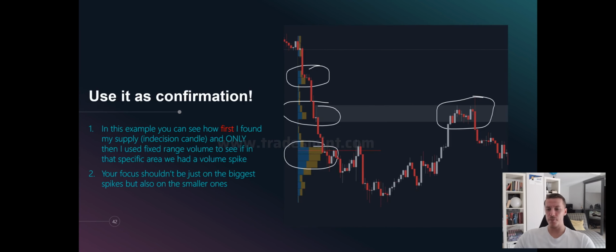Use it as confirmation. In this example, you can see how first I found my supply with an indecision candle right here. It's already circled. And only then I use the tool to drag it for this single phase of the market, right? Your focus shouldn't be just on the biggest spike, but on other spikes as well, like I talked about on the charts. Right here, I circled them as well. We have the bigger spikes as well, not the biggest one. And as you can see in this example, the one that was respected wasn't the biggest spike, it was this spike right here.